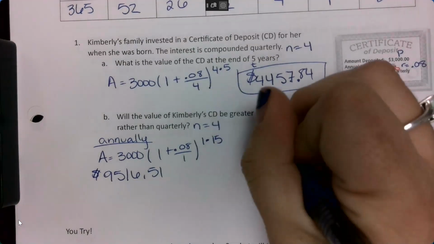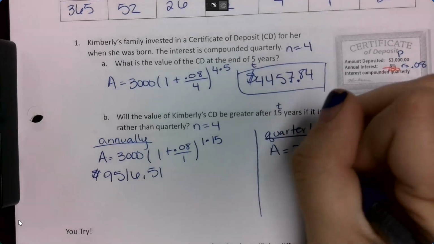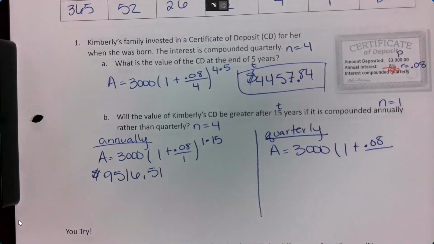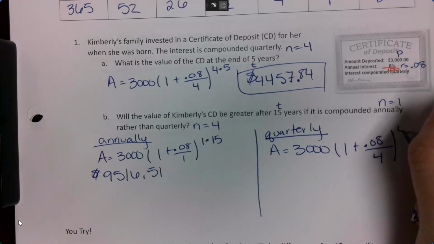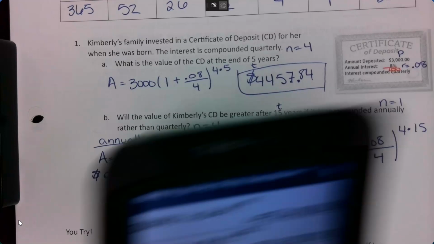Then I want to go ahead and do the same thing for quarterly. Okay, so my initial investment is still 3,000. My interest rate is still 0.08. What is my N here? How often does quarterly happen in a year? 4. And then it's raised to the 4 times 15 power. Okay, then I want to go ahead and type that into the calculator.